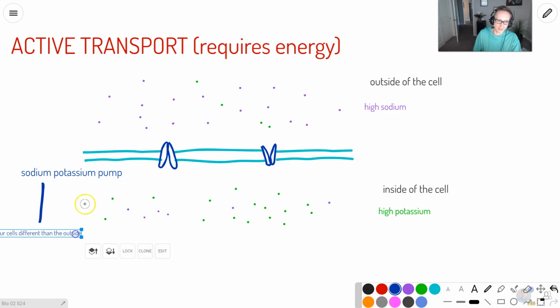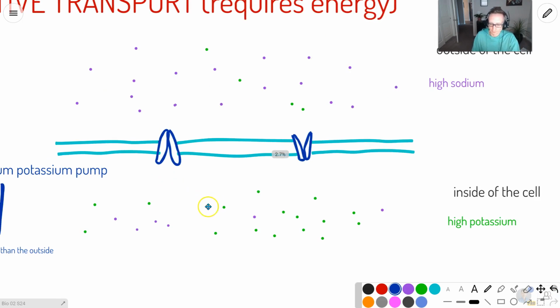So sodium and potassium are both positive. But we end up with more sodiums outside than we do potassiums inside. And so we get a positive charge outside, negative charge inside. Getting a little ahead of myself. It's okay. What happens is we're going to have 1, 2, 3 sodiums. All right. And then we're going to have ATP come in here. ATP is going to be used, broken down into something called ADP.